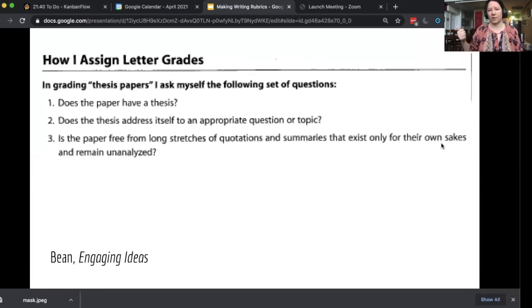Does this paper have a thesis? So it's questions for students to check in their own work. But it's not a rubric because it's not saying you have to reach this certain level of thesis. Just, do you have one? Does it address your topic? It has to do it to a certain level.